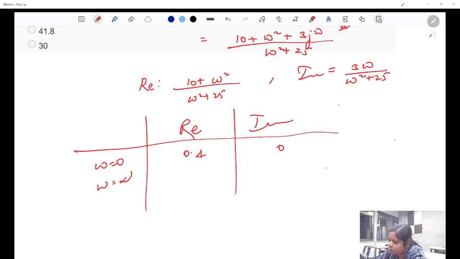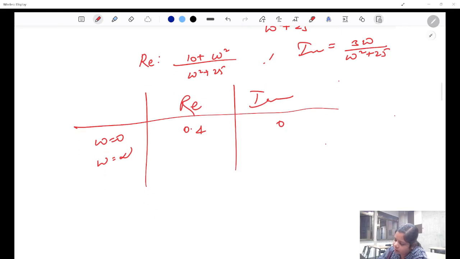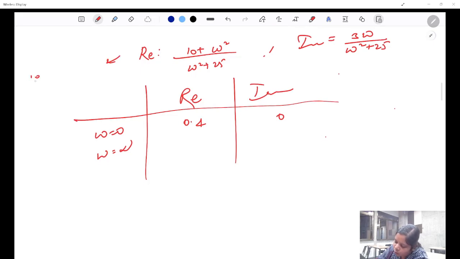At omega equal to infinity, how do we get it? It becomes an infinity by infinity form, right? So what will you do? Divide by omega square. So this becomes 10 upon omega square plus 1 upon omega square, which would be 1, and 25 upon omega square. As omega tends to infinity, this value would be 1, and for this it would be 0.